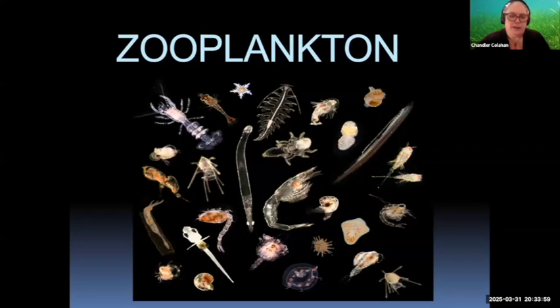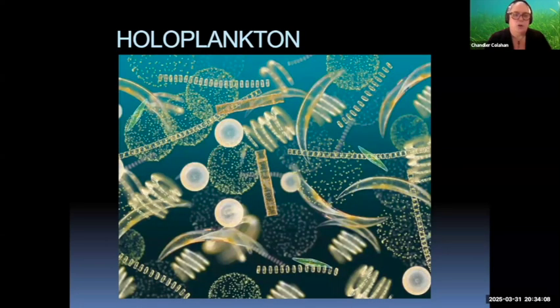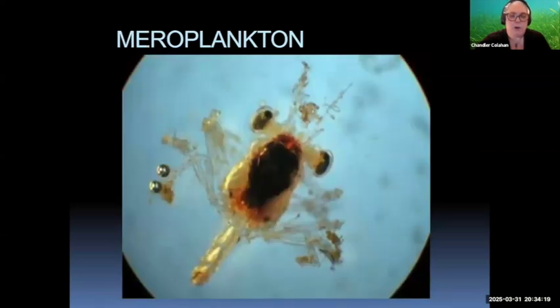Then we have zooplankton. These are our animal type plankton. And when we talk about zooplankton, we break them up into 2 major categories. The first being holoplankton. Holoplankton are plankton that stay in the plankton their whole lives. That's how I remember it. And then we have meroplankton. And meroplankton are plankton that are animals that spend part of their life as plankton, but then might grow up to be an animal you would recognize on a beach.